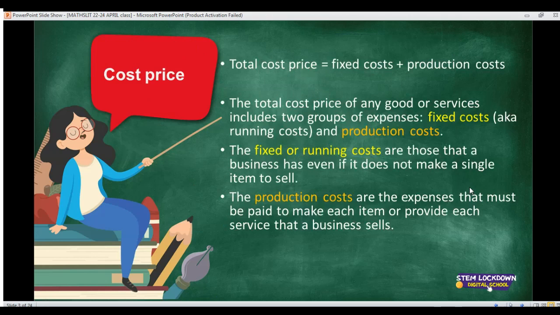So cost price, let's first work out what is cost price. Cost price is just typical terms, not even textbook definition. When you go buy something at a shop, you buy it at a certain cost. That is what we are referring to when we speak of cost price.